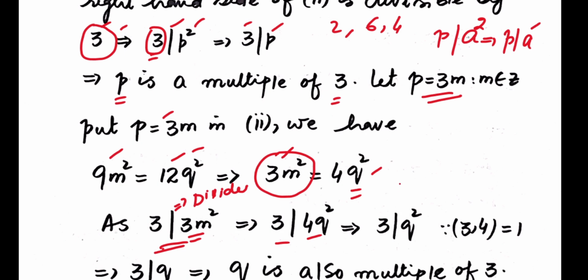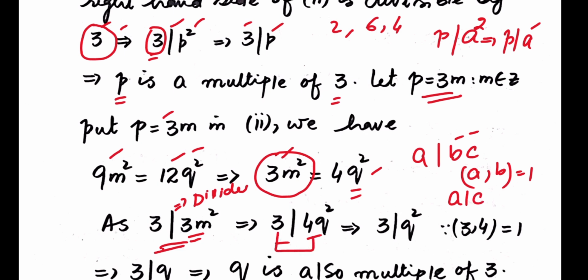Again, in number theory, we have a result that if a divides the product of two integers bc, and the GCD of a with one of them is equal to 1, then it must be that a divides the second number c. So here you can notice that 3 and 4 have no common factor other than 1. It means their GCD is 1. So it shows that 3 must divide q².